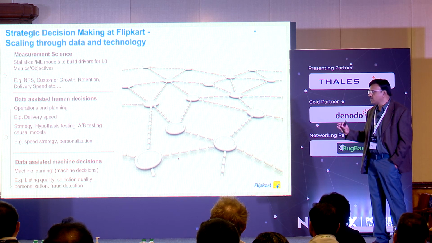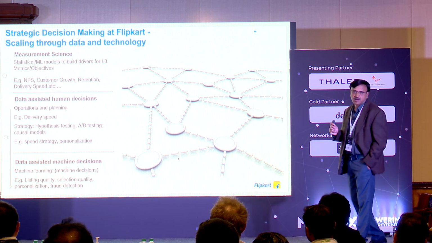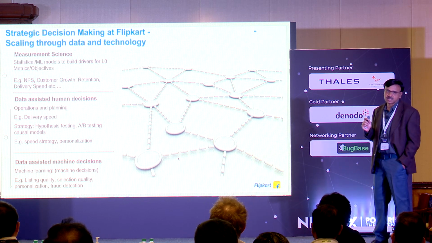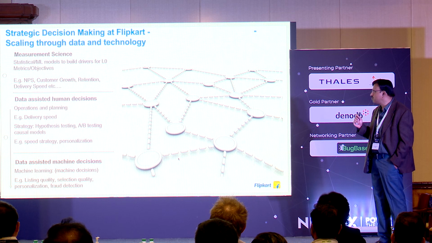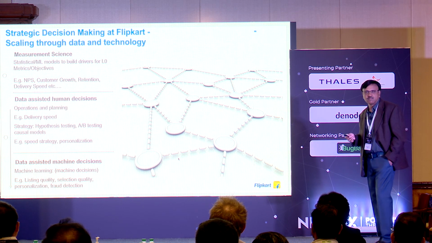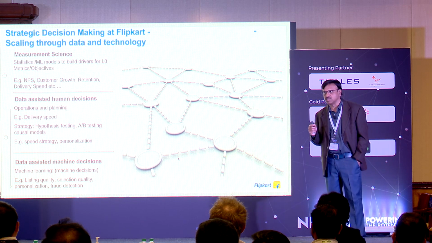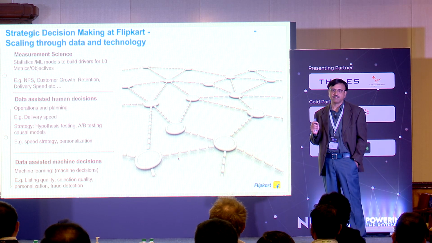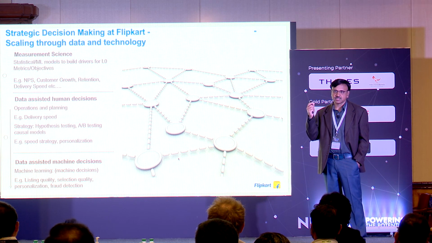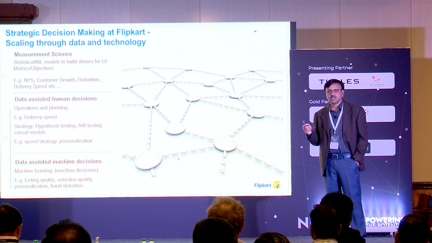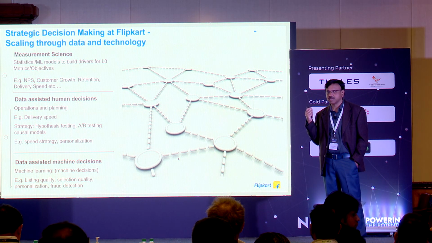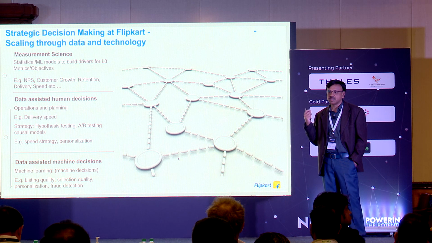So the first thing, which is what we call measurement science, is essentially leveraging statistics, machine learning, and so forth to build the objective. So every year as we start the year, one of the key things we do is we set targets for the company for everything, starting from customer experience, growth, transactions, customer metrics, supply chain metrics, and so on.